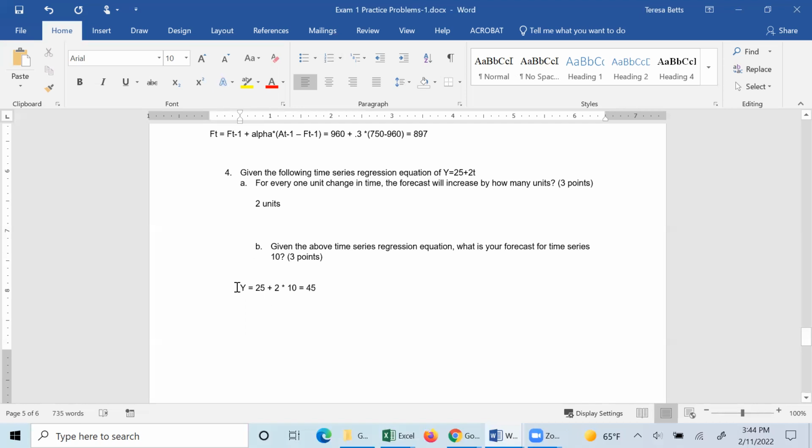And so our formula again is y is equal to 25 plus 2 times 10 gives us 45. So that would be our forecast.